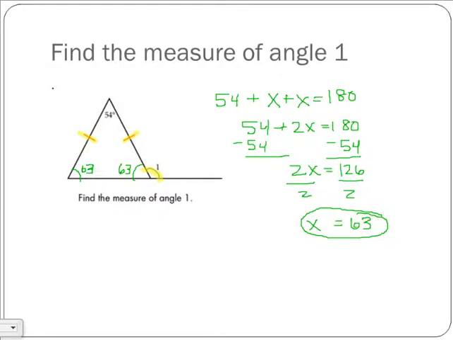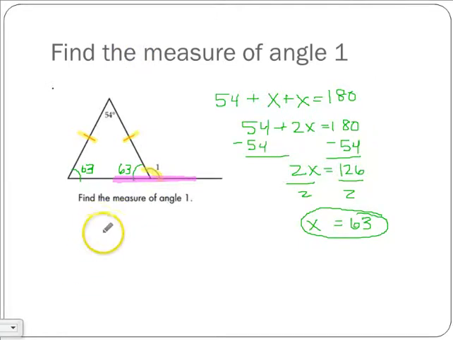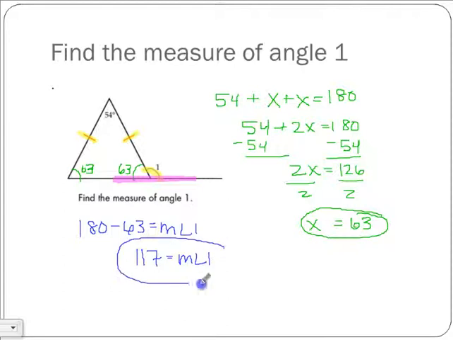Well, remember, we know that a straight line, like this one that I highlighted in purple, will have a total of 180 degrees. So we can set up an equation now to solve for the missing angle measurement of angle 1. If we take 180 degrees and subtract 63 from it, it should give us the measurement of angle 1, right? So 180 minus 63, and we get 117, the measurement of angle 1.